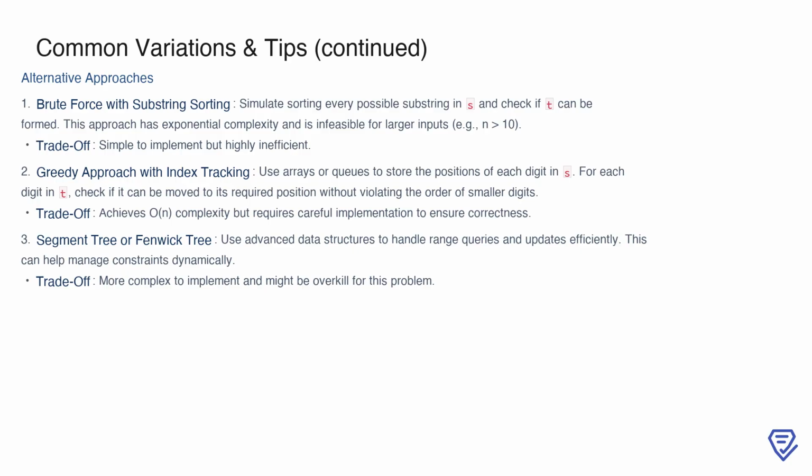For more advanced cases, you could use data structures like segment trees or Fenwick trees. These allow you to handle range queries and updates dynamically, which can be useful for managing constraints. However, while this approach is highly efficient, it adds significant complexity to the implementation and may be overkill for this particular problem. Choosing the right approach depends on balancing efficiency with implementation simplicity.